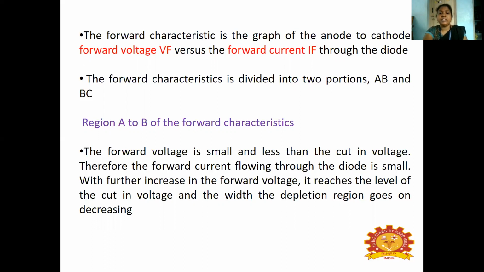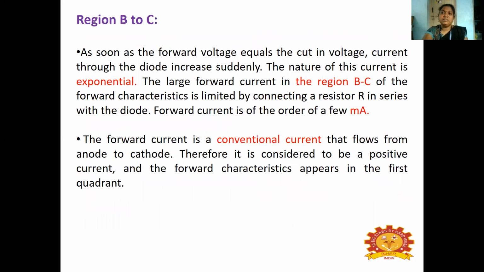So with further increase in the forward voltage, it reaches the level of the cut-in voltage and the width will be reducing from A to B. And next we will see the region B to C here. In region B to C, as soon as the forward voltage equals the cut-in voltage, current through the diode increases suddenly. The nature of this current is exponential.